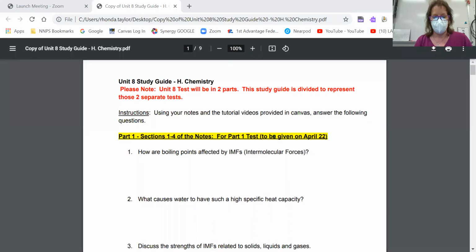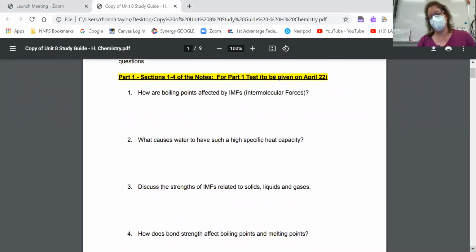All right, guys, I'm going to go over the Unit 8 study guide for the Part 1 section of the test, which is questions 1 through 23. So let me share. This is what the study guide looks like, and you'll see where it says Part 1, which is for sections 1 through 4 of the Unit 8 notes, okay? And that test will be on Thursday, the 22nd.